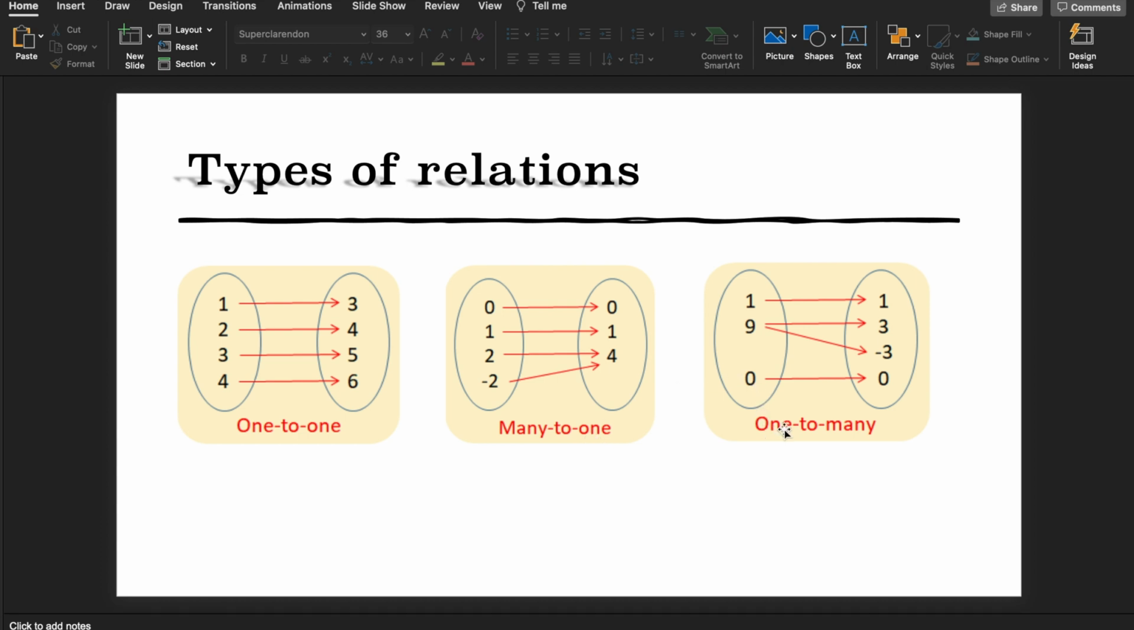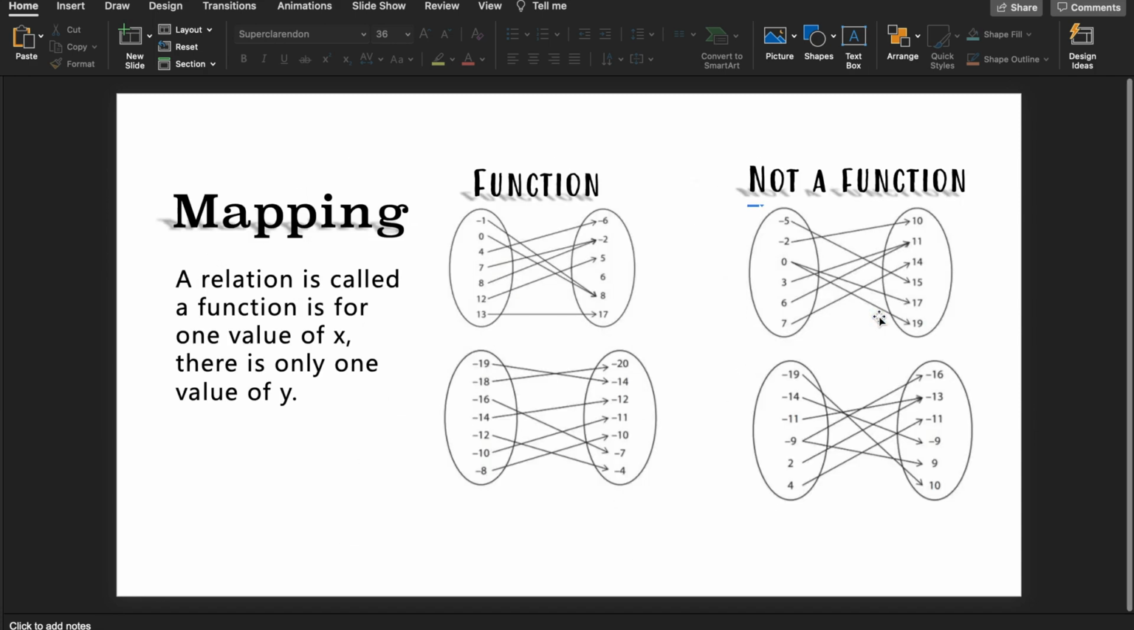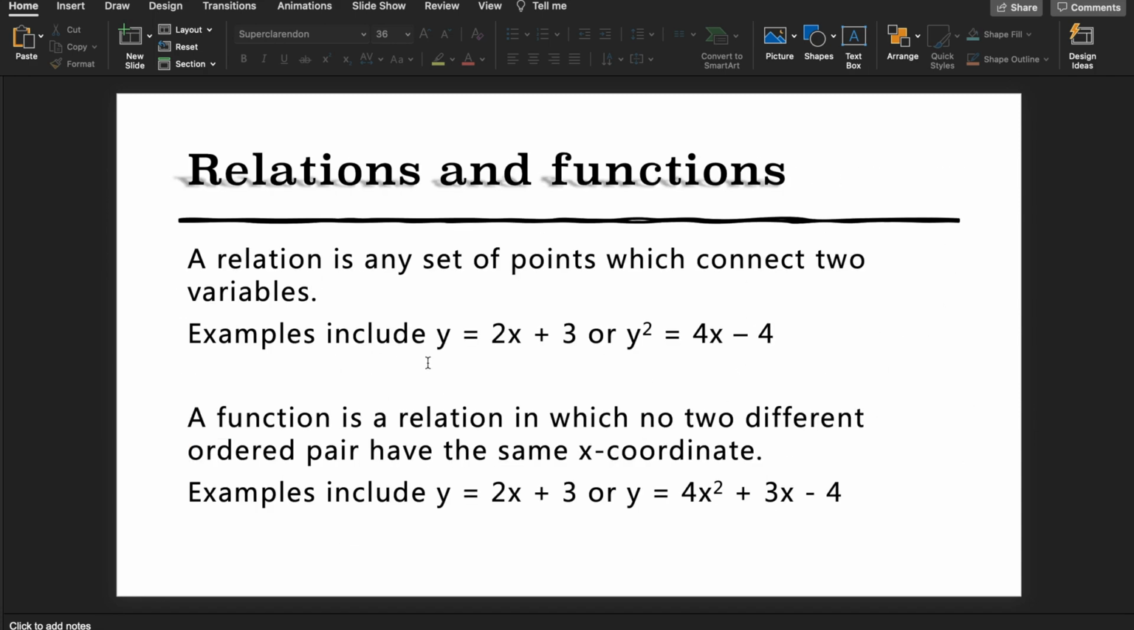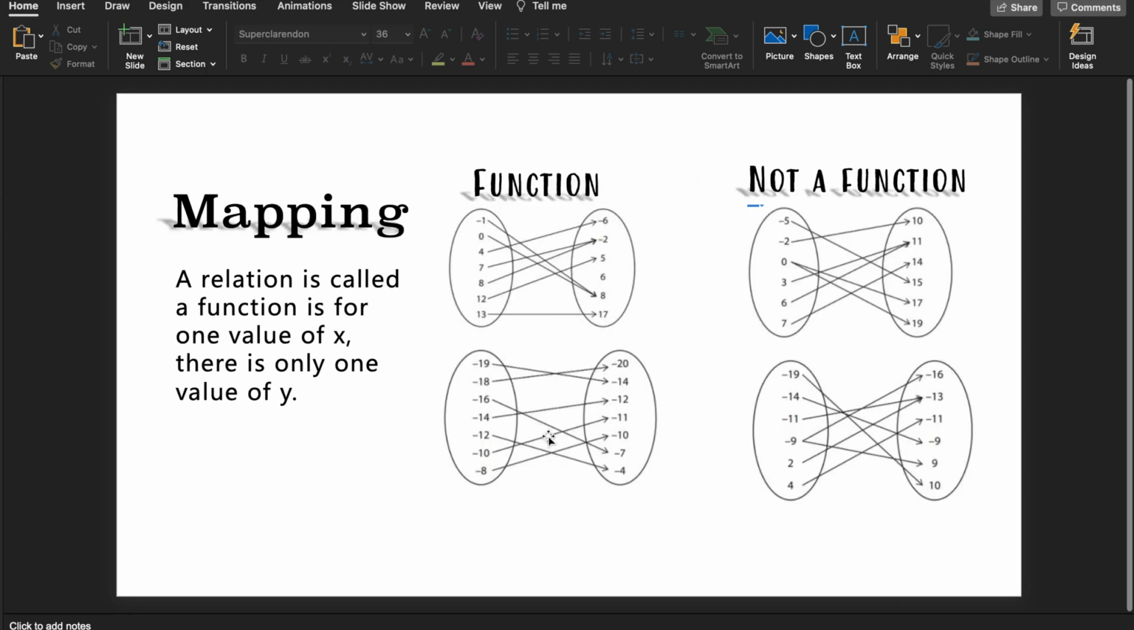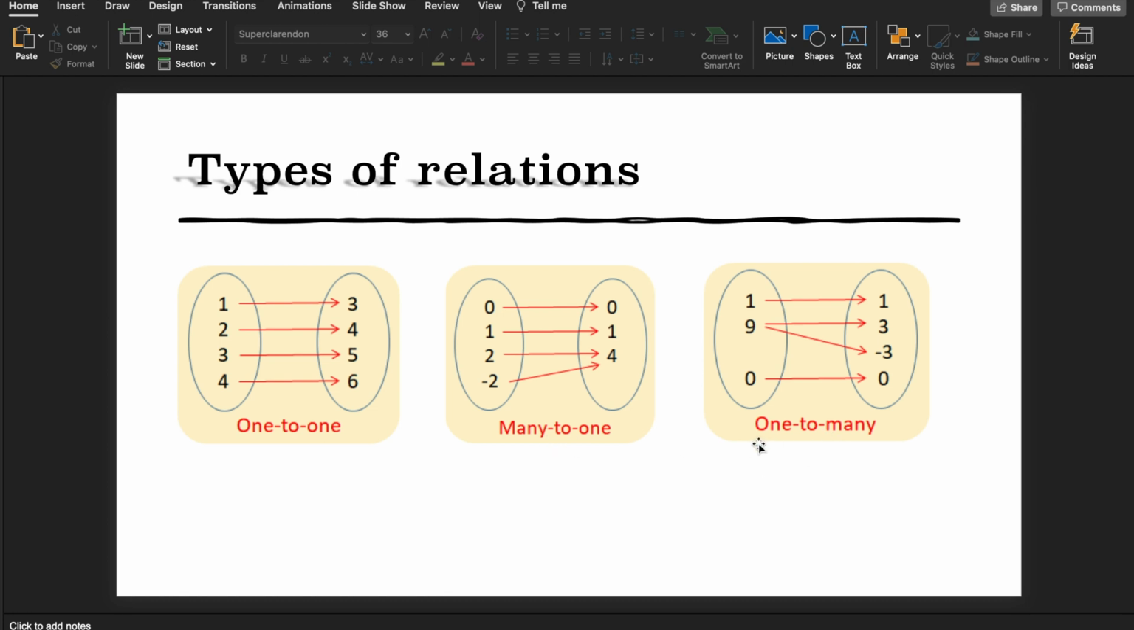The last example is one-to-many. This would not be a function because one value of x maps to two different values of y. Since we mentioned over here, it does not fit this criteria, right? So that's why that would not be a function. So one-to-one and many-to-one are functions, and one-to-many and many-to-many are not functions. They would be relations.